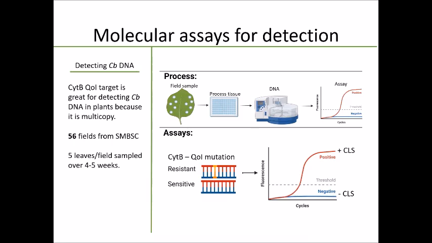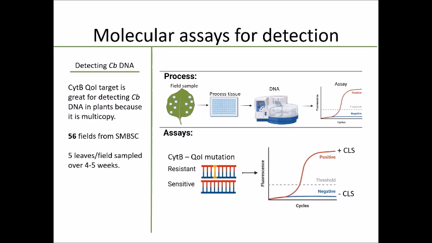So how this works for detection: we're really reliably able to detect Cercospora DNA in asymptomatic leaf tissues by using our molecular marker for QOI resistance. The reason for that is the target of QOI fungicides is a multi-copy gene. If you can imagine, if we're able to reliably detect a single copy of something, having two would be 2 times better. And so this is a very sensitive and very specific assay that we're able to run.